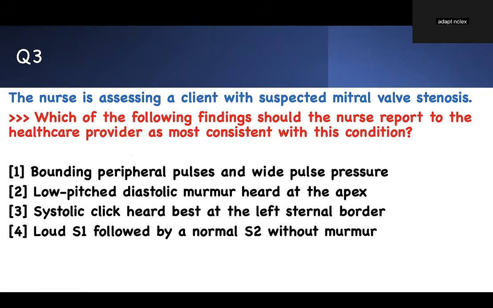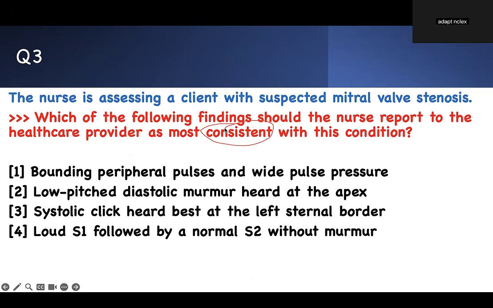We talk about it. A nurse is assessing a client with suspected mitral valve stenosis. Which of the following findings should the nurse report to the healthcare provider as most consistent with the condition? Sit back. Don't answer the question. Test-taking strategy: go for the buzzword. The buzzwords are things that should be ringing in your ear. You focus on them, not all the lines I've given you. Let's look for the buzzword.